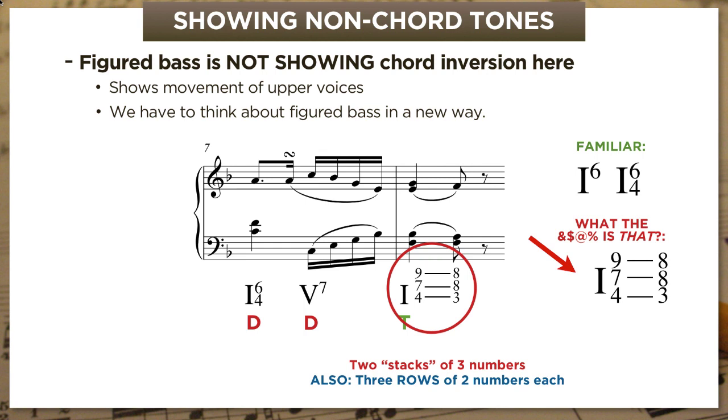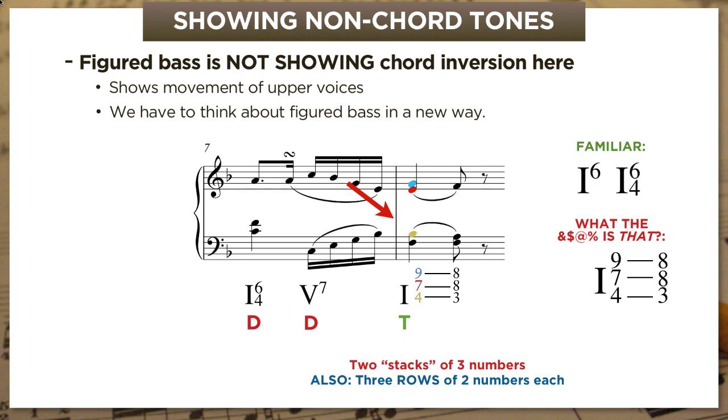So to be as specific as possible about this, the 9 over the bass note F represents the G, which is a ninth above the bass, the blue G, which moves to an octave above the bass on the next beat. Similarly, the 7 tells us the note a seventh above the bass, E natural, moves up to an octave above the bass on the next beat.